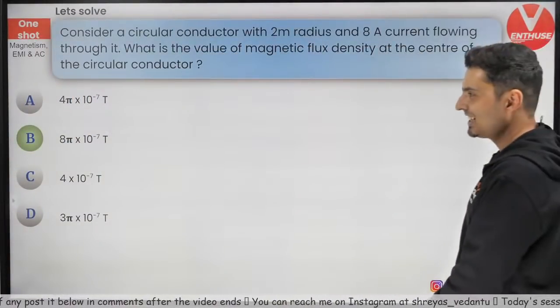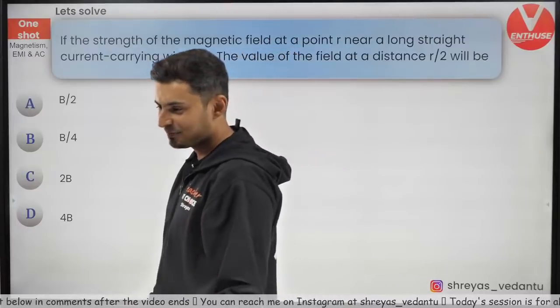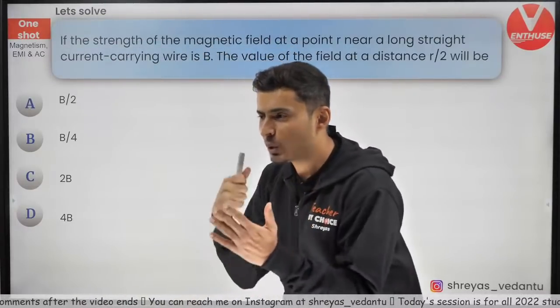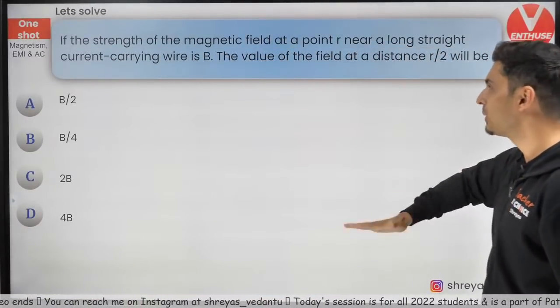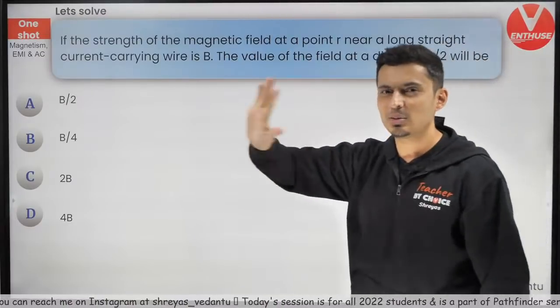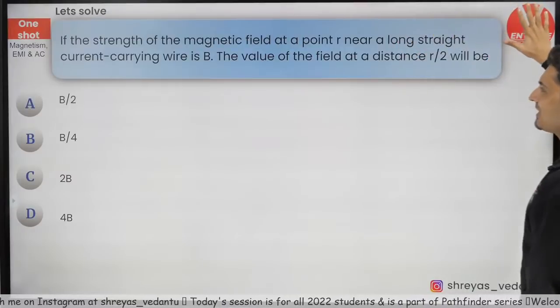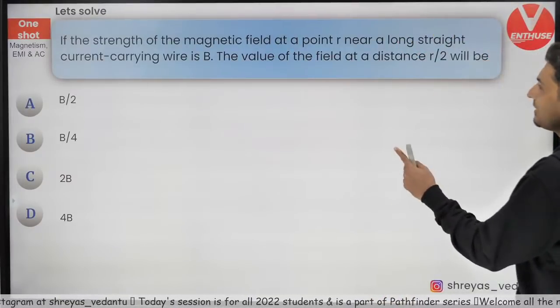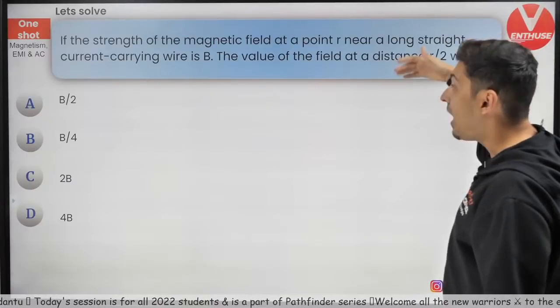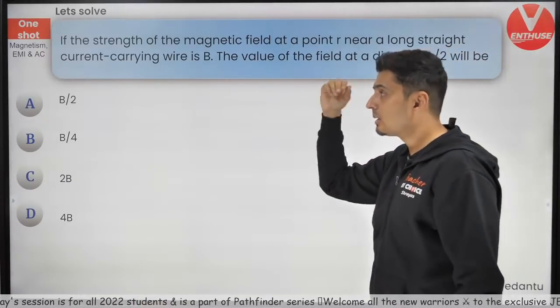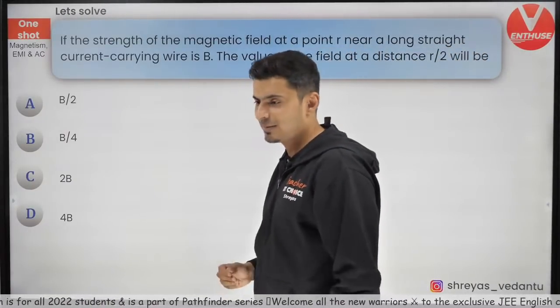All right. So let's go ahead. Option B was correct. Very good. Come on. Quickly try to solve this question. Many of you are going to make a small mistake, but I hope you don't. This should be solved within 20 to 30 seconds. The strength of the magnetic field at a point R near a long straight current carrying wire is B. What is the field at a distance of half the previous distance? B by 2, B by 4, 2B, 4B.